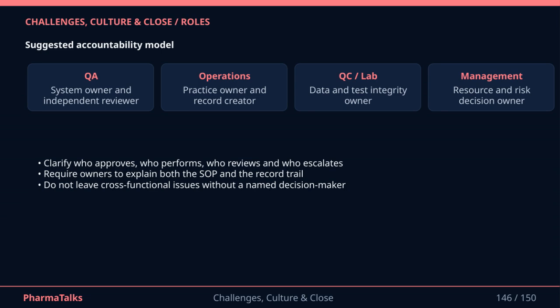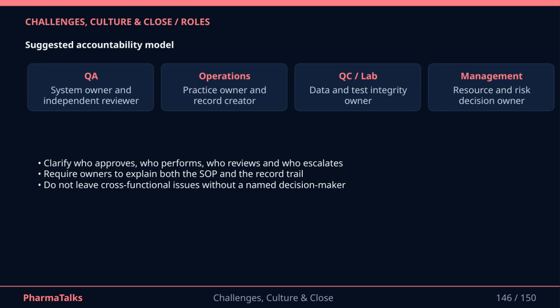One of the most important points here is the need to clarify who approves, who performs, who reviews, and who escalates issues. This eliminates confusion and establishes clear accountability. Additionally, owners must be able to explain both the SOP, the standard operating procedure, and the record trail, so there is transparency and traceability in every step.